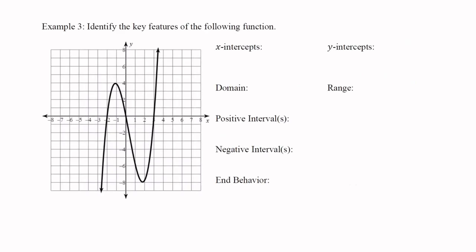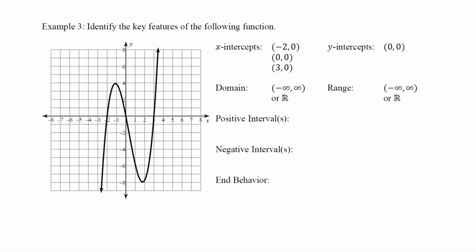For example 3, our x-intercepts, we actually have 3 of them. We cross the x-axis 3 times at -2, 0, at the origin, 0, 0, and at 3, 0. We have only one y-intercept, and that is also at the origin, 0, 0. We need the domain. The domain is negative infinity to positive infinity, which is an arrow on the left and an arrow on the right. One arrow is pointing down, the other is pointing up, so our range is also negative infinity to infinity.